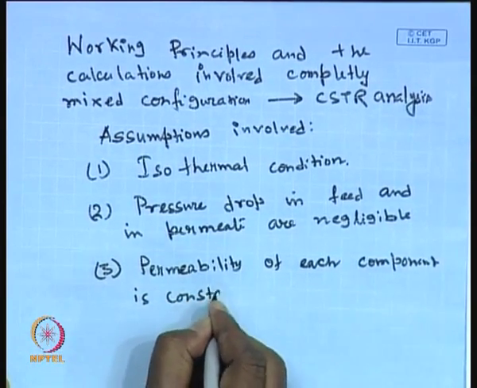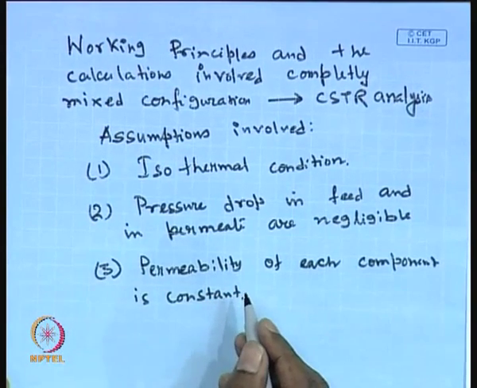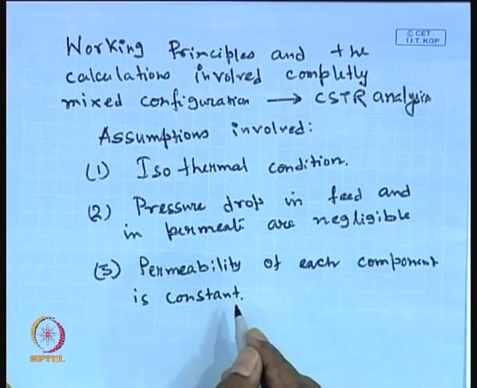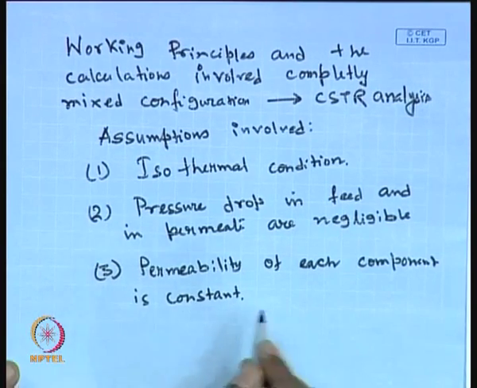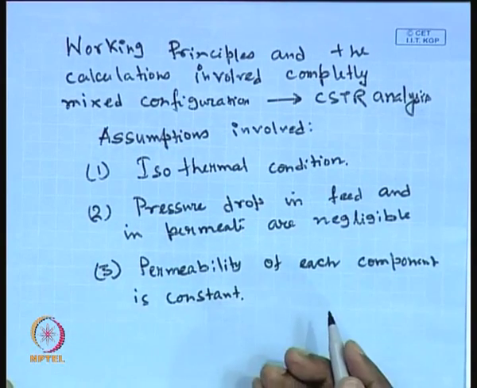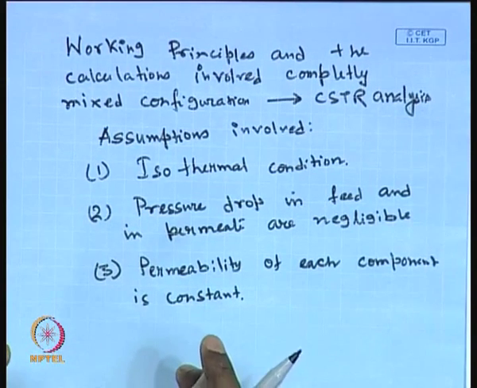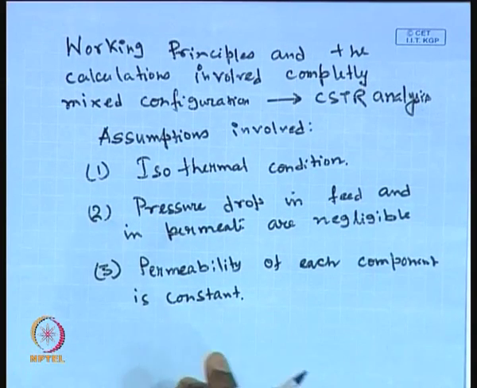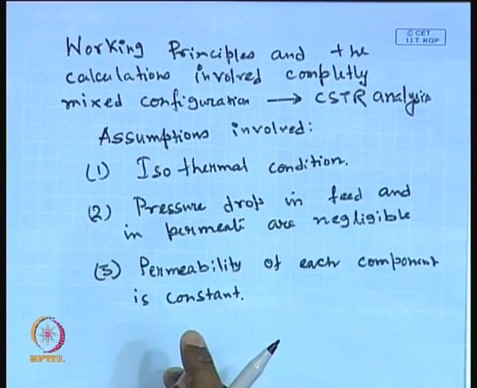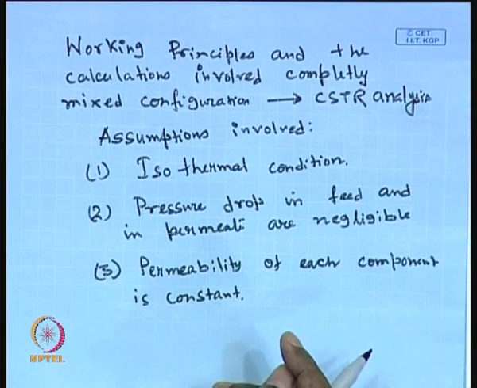That means, you will be having a stream containing two components A and B. You are going to separate A and B by the membrane. So, it is basically in the gas stream. So, permeability of both the components will be present. That means, both the components will be permeable. One will be less permeable, another will be highly permeable. So, the component that will be highly permeable, the permeate stream will be rich in that particular component. So, that is the idea.